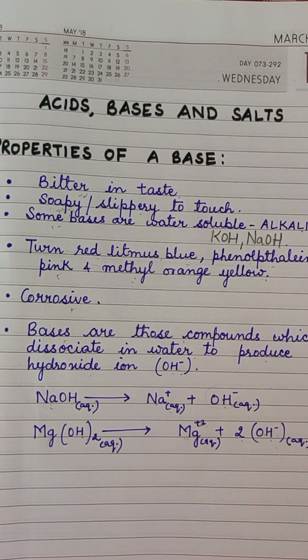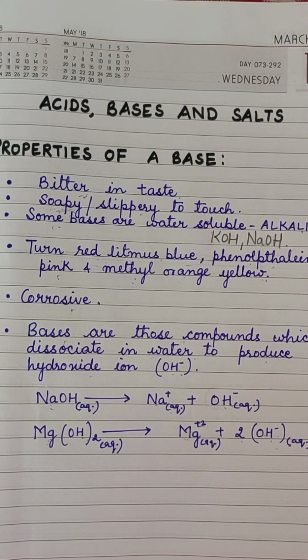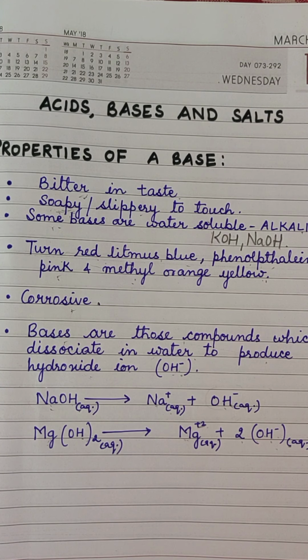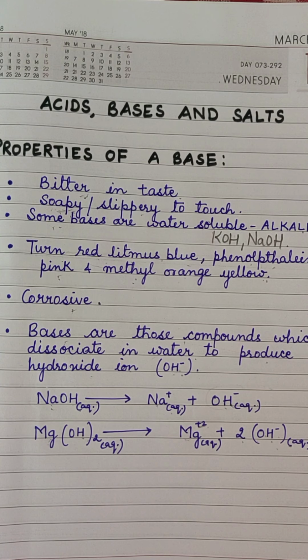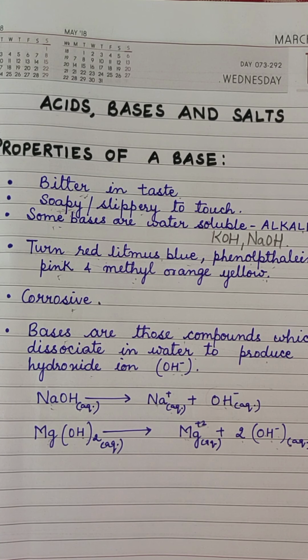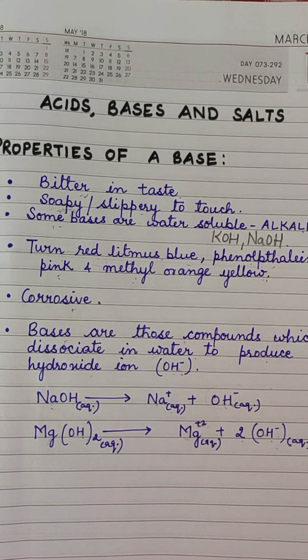Good morning, students. We had already started the second chapter of chemistry, acids, bases and salts, and we had discussed the action of acids and bases on different indicators and the properties of acids: the reaction of acids with metals, with metal carbonates and bicarbonates, with metal oxides and with bases. Today we will study the properties of bases.